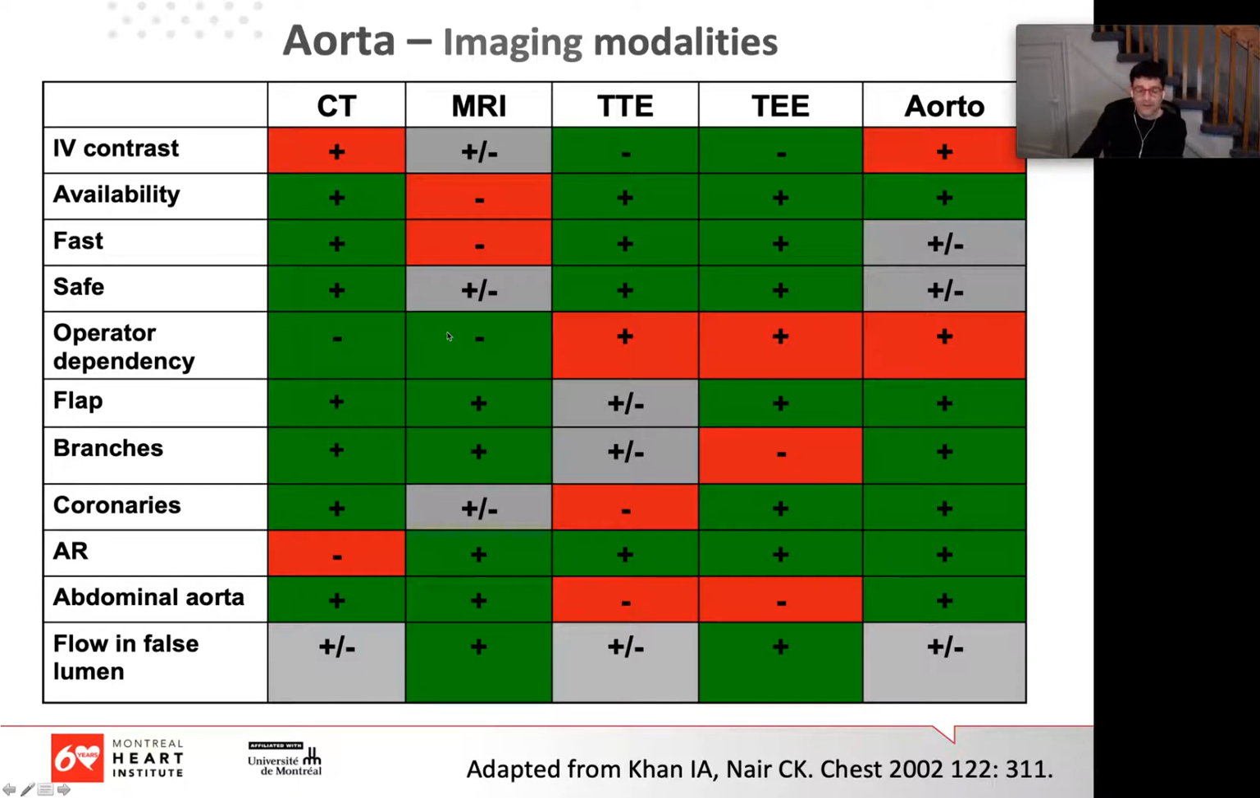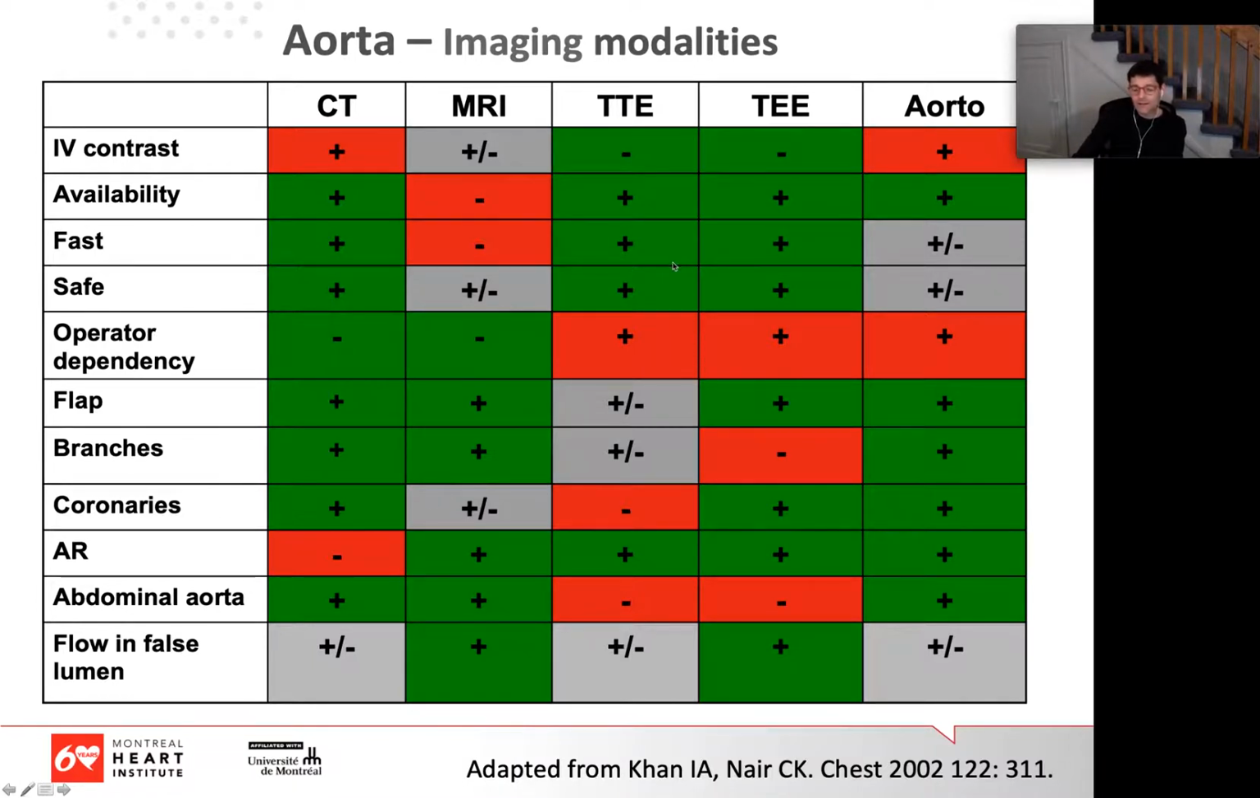In summary, it's important to be able to discuss the pluses and minuses of different imaging modalities for the aorta. You can start with the assumption that CT scan, except for the fact that it requires IV contrast, is a very good test. It is fast, it is available, it has little operator dependency, and it is safe for the patient. MRI provides additional information, for example, about LV size and function, but it takes longer, it is less available, and it's not as easy to reach the patient in the magnet if the patient develops instability.